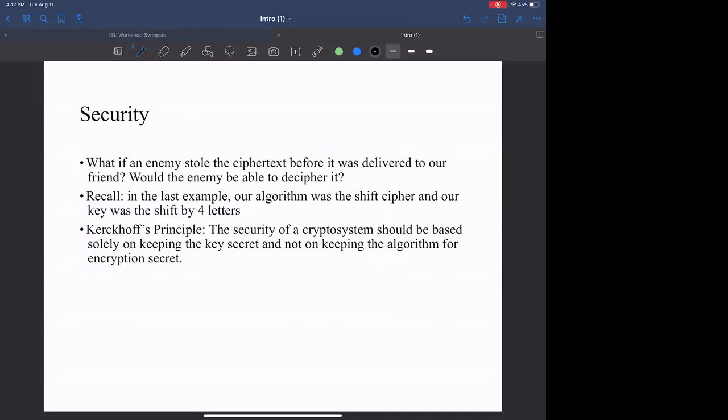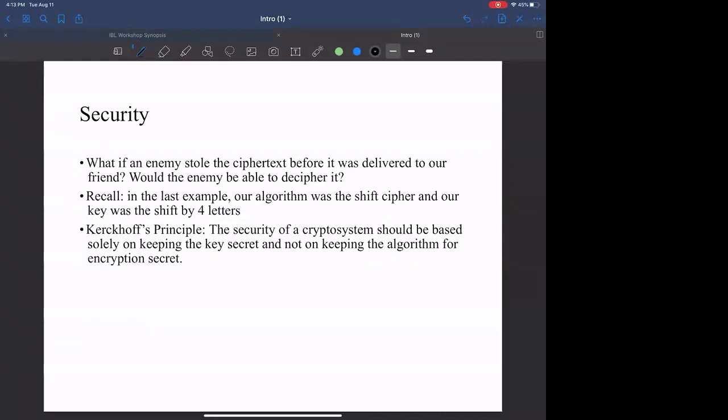So what would happen if an enemy stole the ciphertext? Someone intercepted your email, or you were passing a note in class and the teacher grabbed it. Would they be able to understand what you were talking about? How easy could they figure it out? Say they don't even have the key. Could they figure it out anyway?